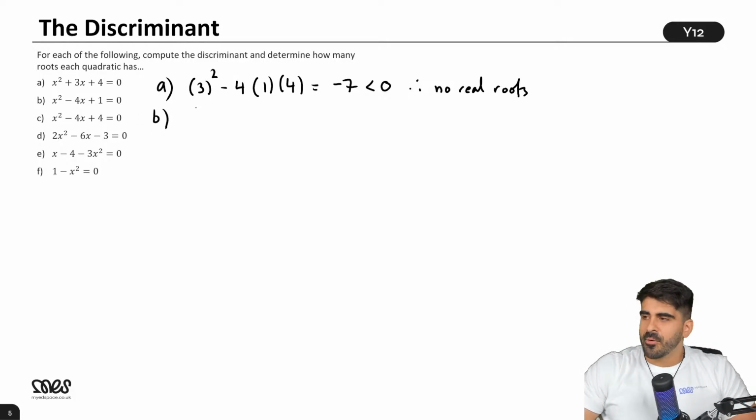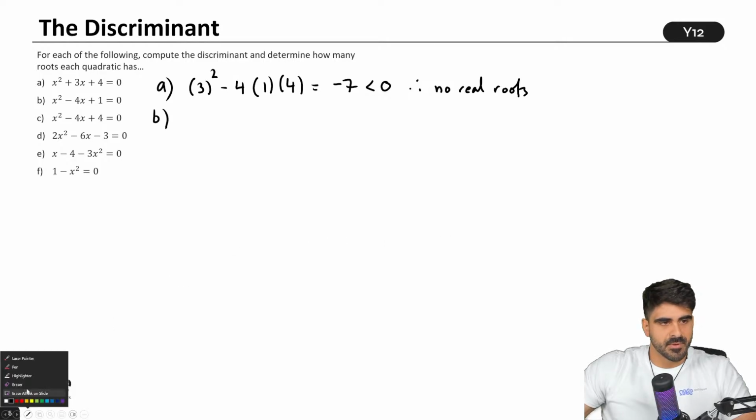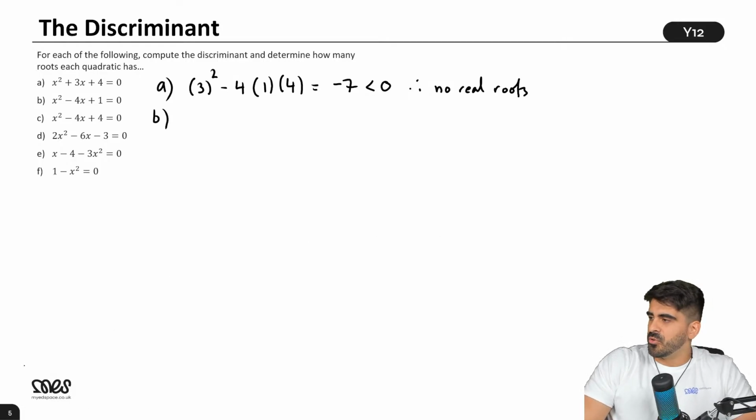And then can you tell me how many roots it would have? Can you guys do the same thing? But now I want you to tell me how many roots it would have as well. Okay, so you're saying 12. How many roots would it have then?